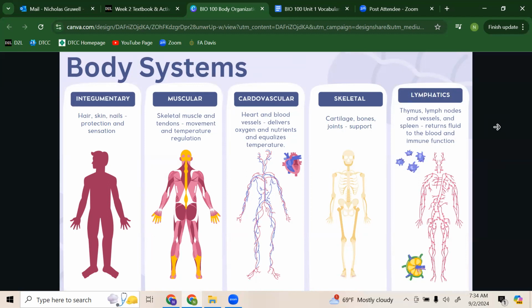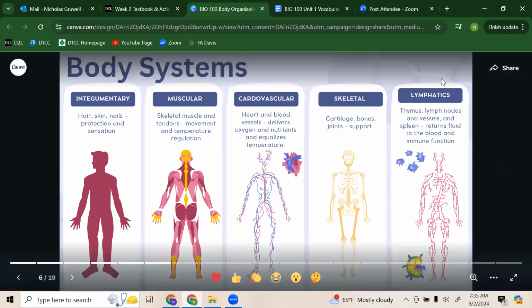Our muscular system, this one's pretty obvious. It helps us move, but something that's not quite as obvious is temperature regulation. So think about when you get super cold and you start to shiver or your jaw chatters, that's your muscular system trying to do some work to heat you up. The cardiovascular system, this is going to be our heart and blood vessels. And so, of course, its big job is to deliver oxygen to all of our body cells, not just oxygen, but other nutrients and materials like glucose and different electrolytes. And our cardiovascular system also plays a large role in equalizing our temperature.